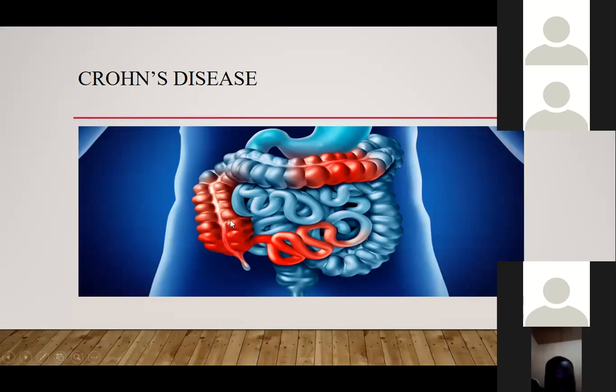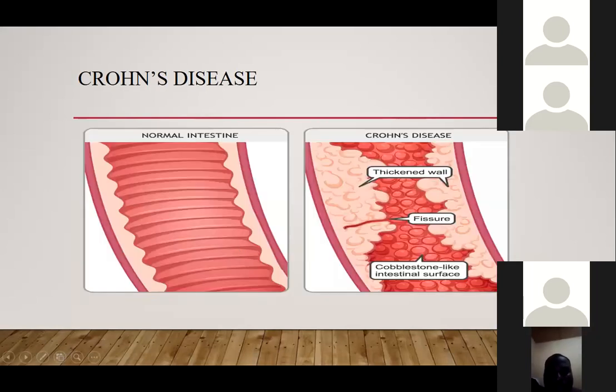I think this is more of a schematic diagram where you can see the skip lesions and the stipulations. And then you can also see an inflammation, which is all through and through from the mucosa way out to the serosa.